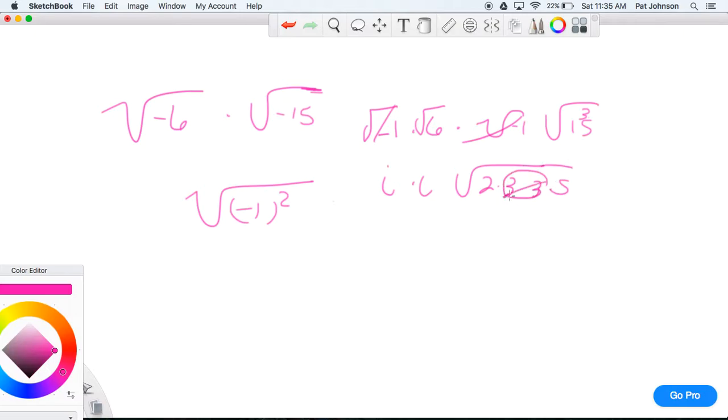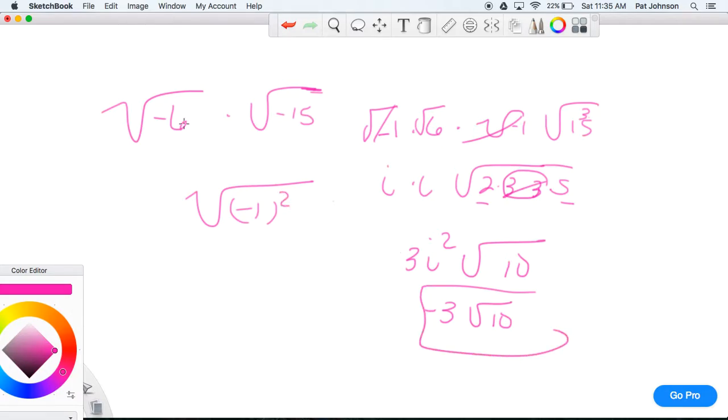Then I can take out a 3. i times i is i squared. So I have 3 i squared, square root of 10, because that's what's left. And we said i squared is negative 1, so I have negative 3 square root of 10. I can look at it that way, or I can break it down to say negative i times negative i times the square root of 6 times 15 all under one radical, and then solve it that way.